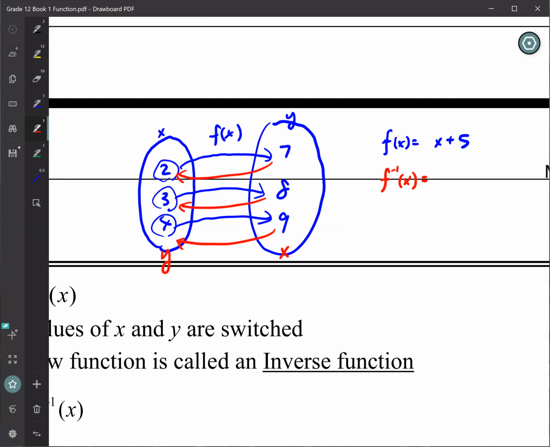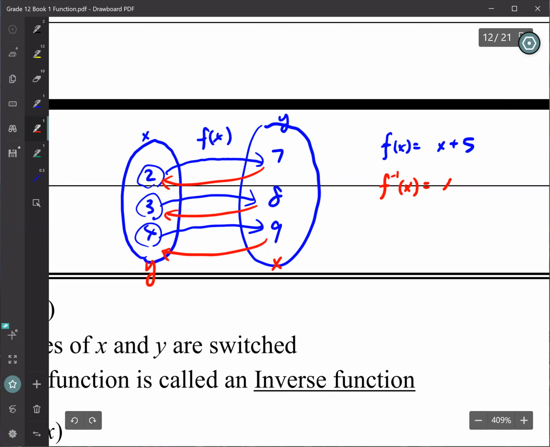Tiana, what do you think? x minus 5. Okay, so I have to do the opposite, right? x minus 5. So for example, I try 7. 7 subtract 5 will give you 2, right? And so on. 8 subtract 5, 9 subtract 5. Very good. So this is the concept of inverse.